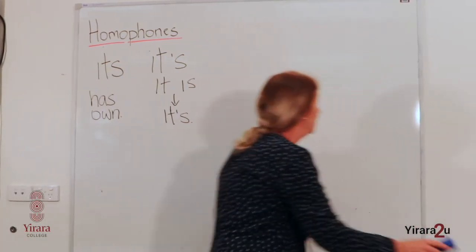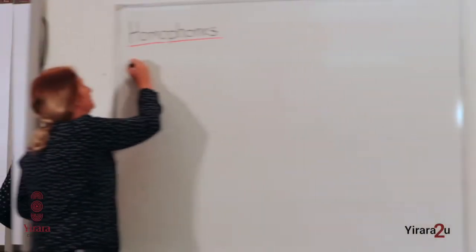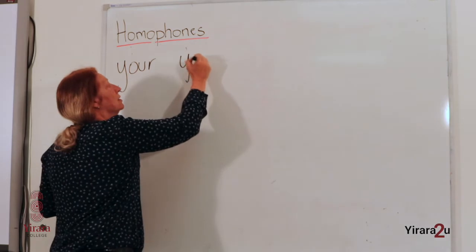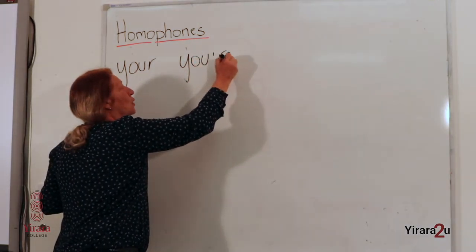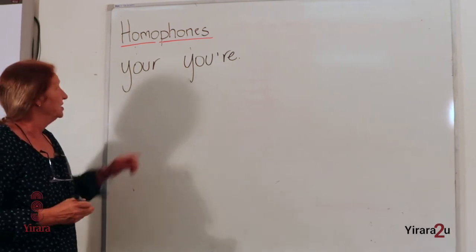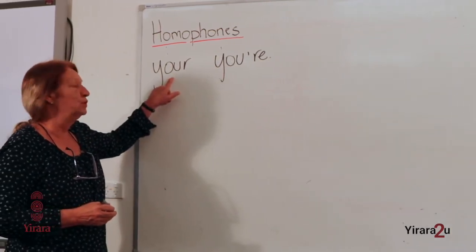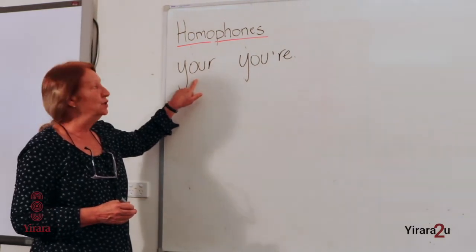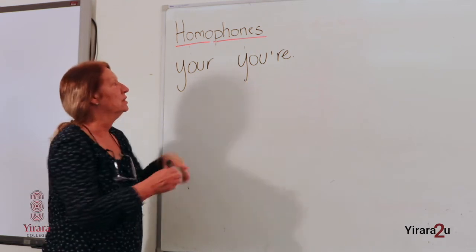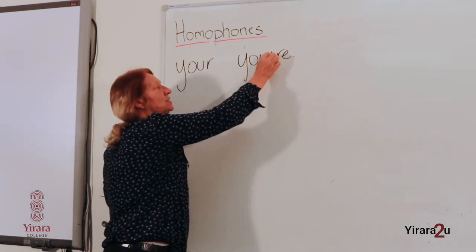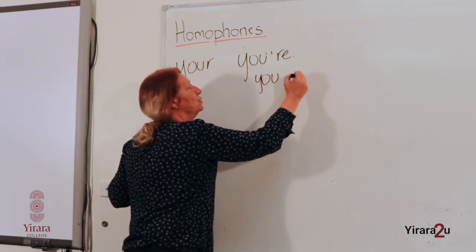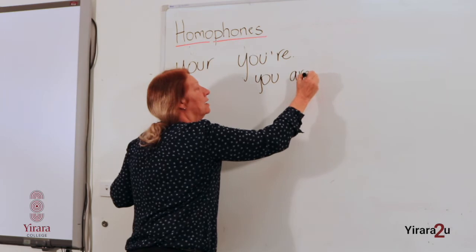Now, let's have a look at another one. Your and you're. They sound exactly the same, don't they? So this one would be an example of your school uniform. And this one is a contraction. We've left a letter out here. That's what this little sign's showing you. This one means you are.